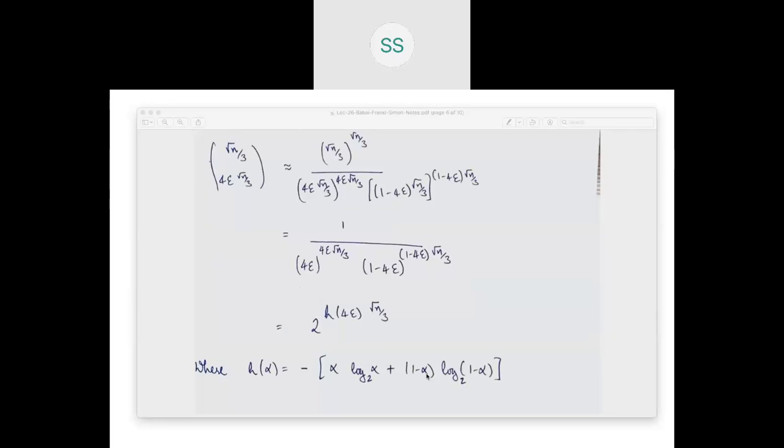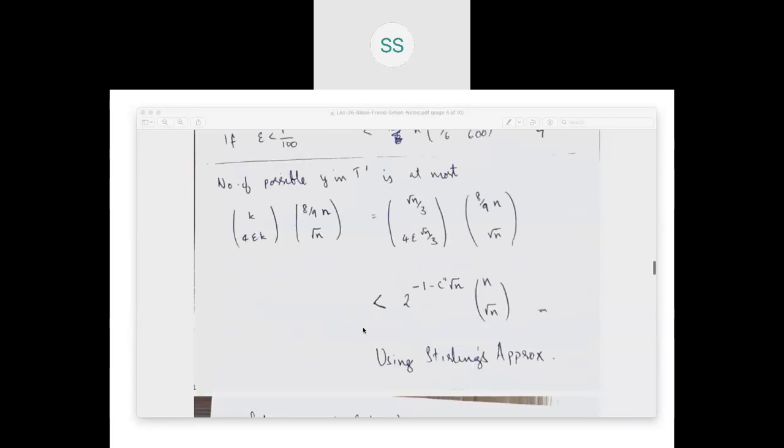And the point I want to make is that when epsilon is small, 4 epsilon is also going to be small, and this number h of 4 epsilon is also going to be very small, very close to 0. So we'll come to that later.